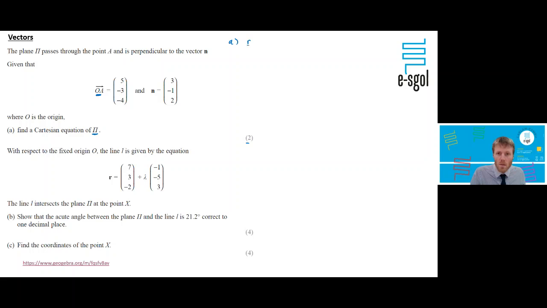our plane, which is r dot the normal vector, 3, -1, 2, equals, and we're going to multiply a point on the plane, so 5, -3, -4, times 3, -1, 2. We're going to use the dot product to multiply out this right hand side, so I'll just do that over here. We should be doing 5 times 3, add -3 times -1, add -4 times 2. If you do that, you get 10.